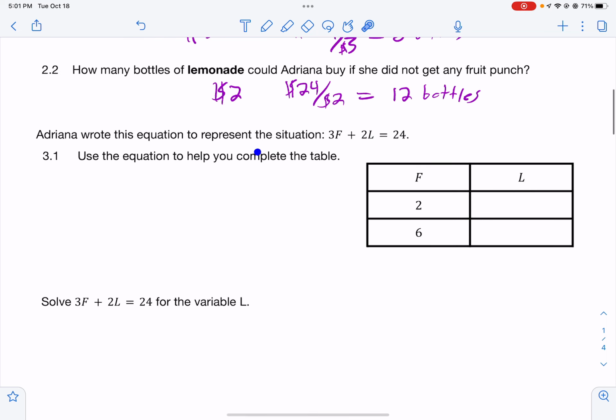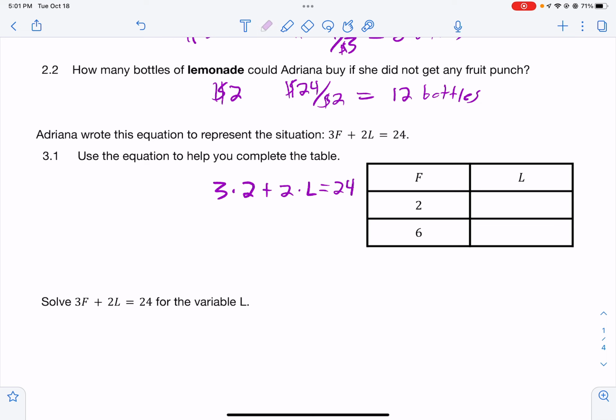Okay, so now we're given this equation, 3F plus 2L equals 24, and we're asked to complete this table. So we're going to see, what are we left with if we let F be 2? So we're going to take the equation and put 2 instead of F.